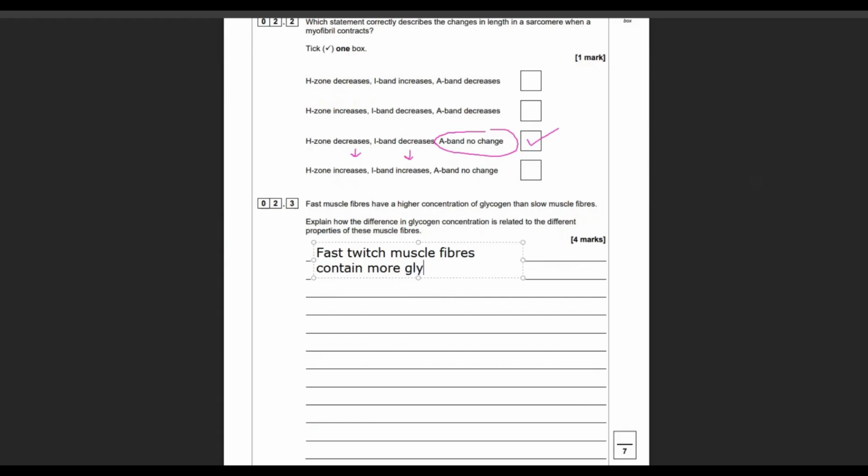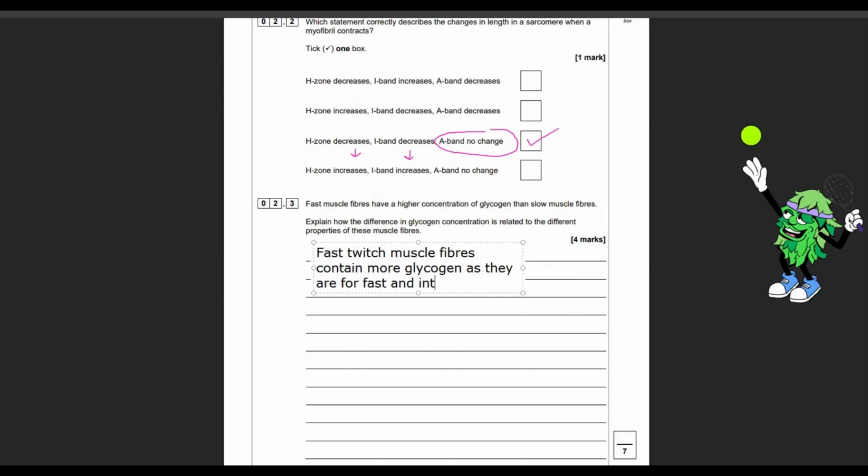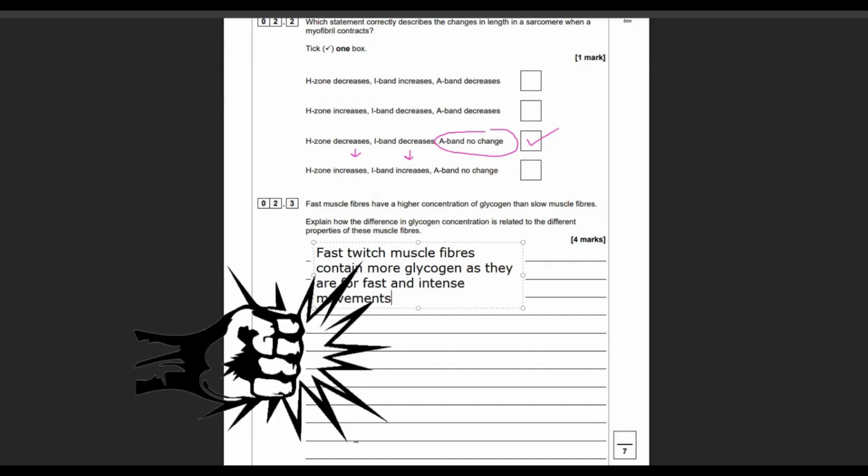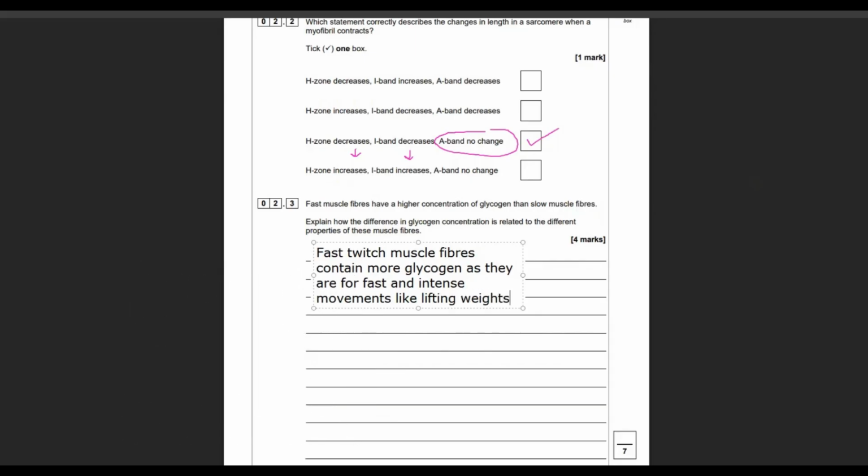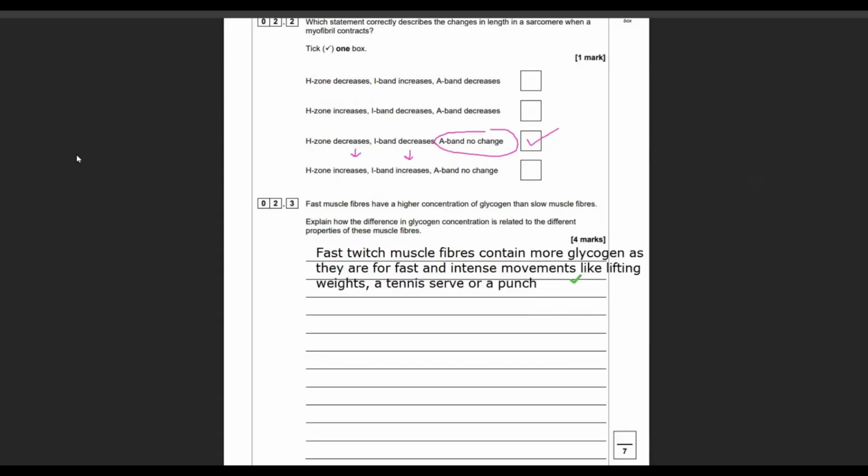Well, fast twitch muscle fibers really get activated when you're doing a tennis serve, or when you're lifting weights, trying to deadlift or squat a big weight in the gym, or when you're throwing a punch, or any sort of movement, lifting your chair, lifting your desk, any movement that's intense over a short period of time, like a tennis serve, is going to require you to use your fast twitch muscle fibers. So why do they have more glycogen?